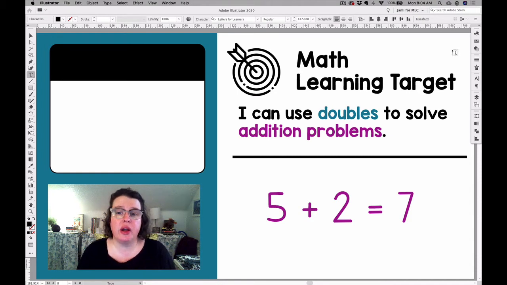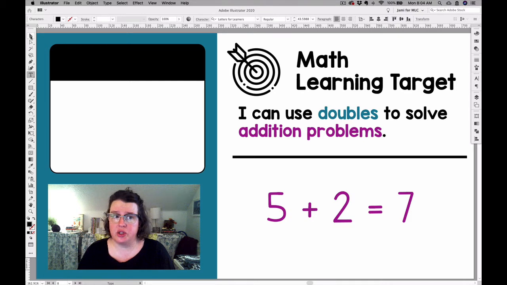We're going to start with our learning target. A learning target tells us what we're trying to learn. So by the end of this week, we should know how to do the learning target. This week, our learning target is I can use doubles to solve addition problems. Doubles? What's a double? What's an addition problem?